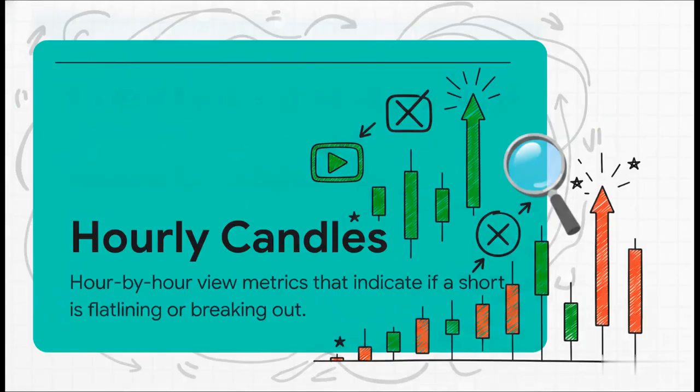To survive that flatline without losing your mind, you have to watch your hourly candles. These are the hour-by-hour view metrics that show you exactly what the algorithm is doing behind the scenes. Are you flatlining? Are you breaking out? Monitoring these candles dictates exactly when it's safe to actually upload your next short.